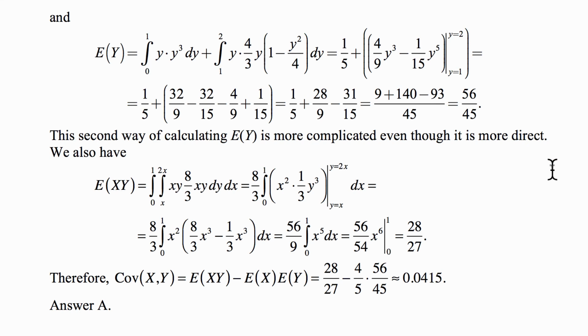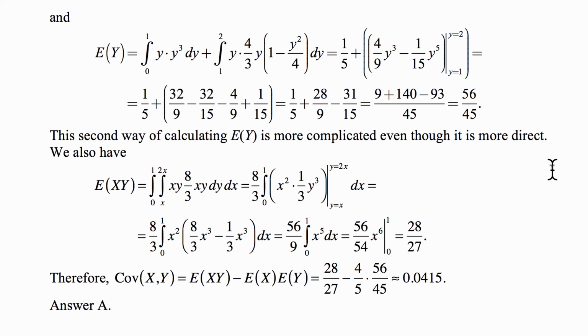So we get the same answer for the expected value of y doing it this way, which is more complicated, but in many ways it's probably more direct. Anyway, we plug in the values from 1 to 2, and we get the same answer. We're looking for covariance though, so we're not done at all.